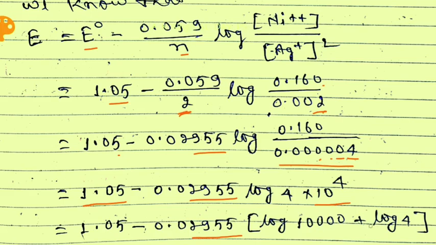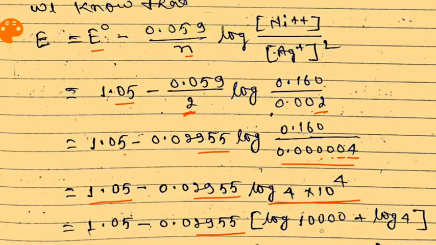10,000 plus log 4, because multiplication is converted into addition in logarithm form. So it will be equal to log 10,000 plus log 4. 10 to the power 4 is equal to 10,000. Now the value of log 10,000 is equal to 4, or you can write 10 to the power 4 is equal to 4 log 10, and the value of log 10 is 1, so that will be equal to 4.